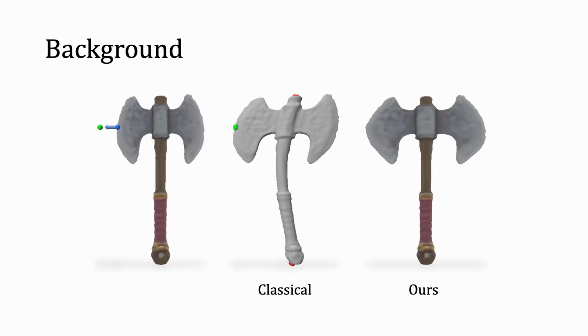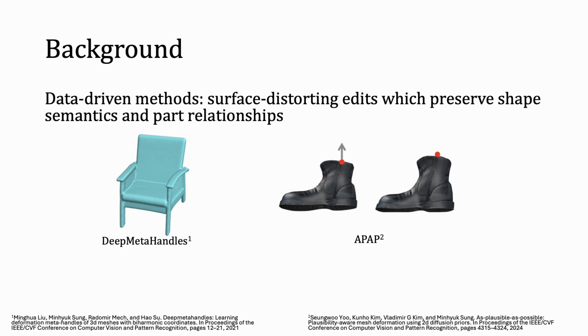So minimizing the distortion energy is great for when you want to preserve the overall shape volume, but prevents potentially desirable shape edits, such as symmetrically stretching the blades of this axe model. Importantly, classical methods have no ability to understand shape-part relationships, and thus cannot preserve important shape semantics.